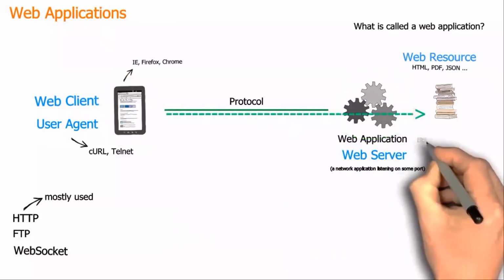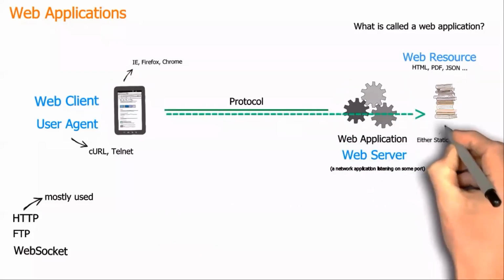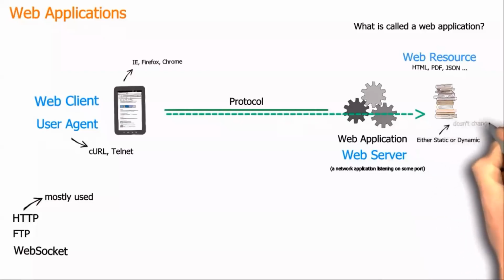A resource could be either static or dynamic. A resource which does not change is called a static resource. That means it's like some static file sitting on the web server's hard disk or sitting somewhere which the web server has got access to. And when a request for a resource comes from a web client, the web server passes that resource to the web client straight.